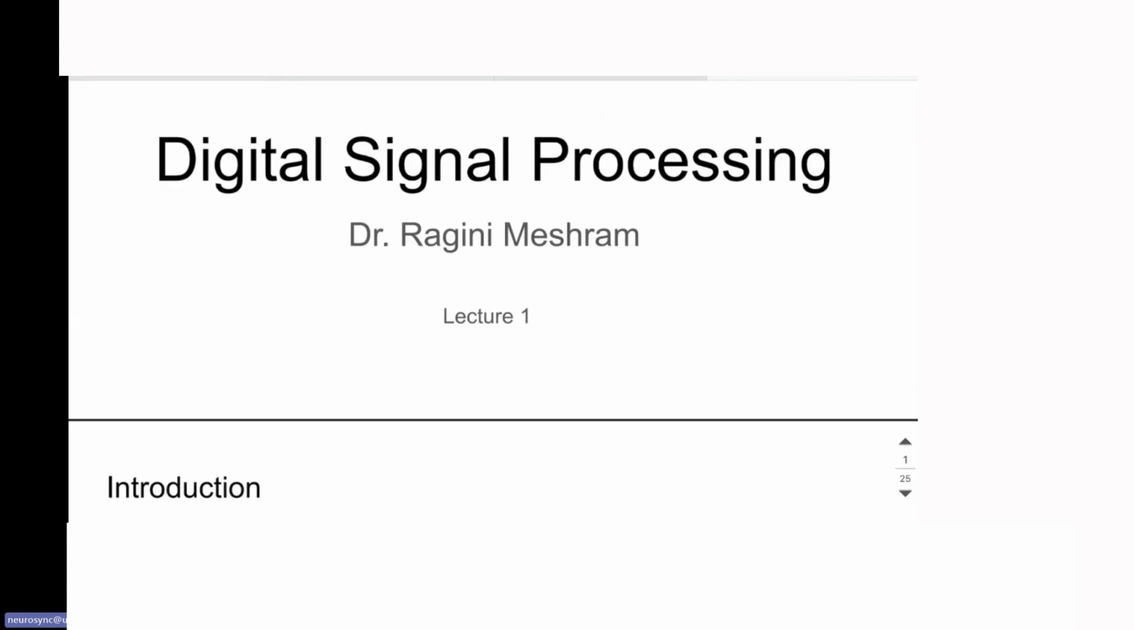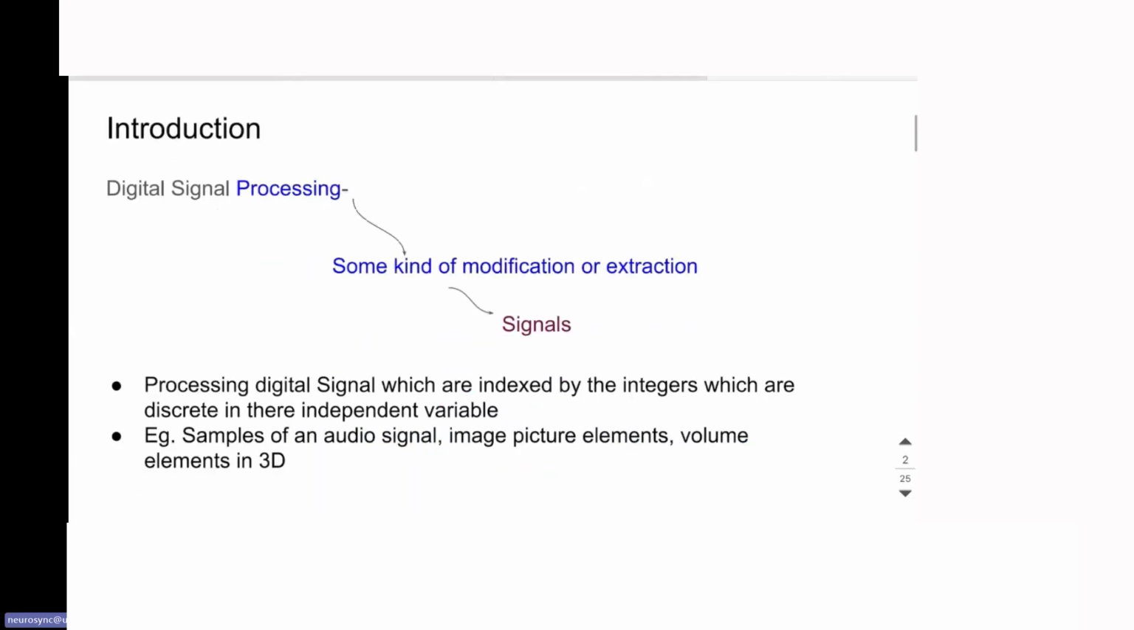This is digital signal processing. The word itself, digital signal processing. Processing is nothing but some kind of modification or extraction of a signal. So we are doing some process on the signals, and these signals are basically in digital form. So this is nothing but digital signal processing.